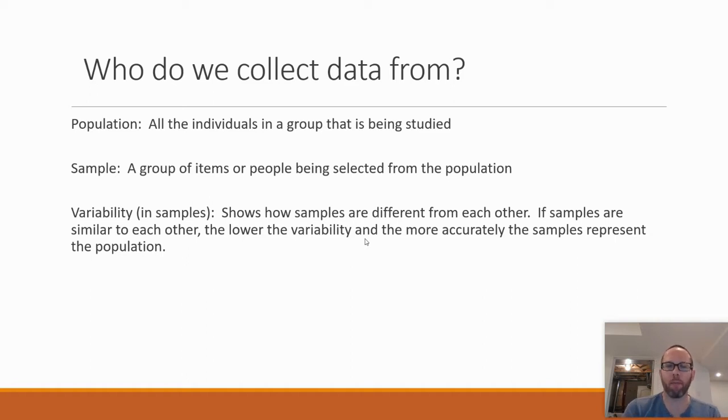Variability, when we're talking about samples, shows how samples are different from each other. So what you'd like is if you performed a sample several times, like a similar study where maybe you take 100 out of 600 students, like the Saved by the Bell school there. If you do this little study or sample over and over again, and the samples are similar to each other, that means you have low variability. The variability is lower, and the more accurately your samples represent the population, because ultimately that's what we want. When we're conducting a survey, when we're collecting data, we want the sample we get to be a good representation of the whole population. That's the goal.